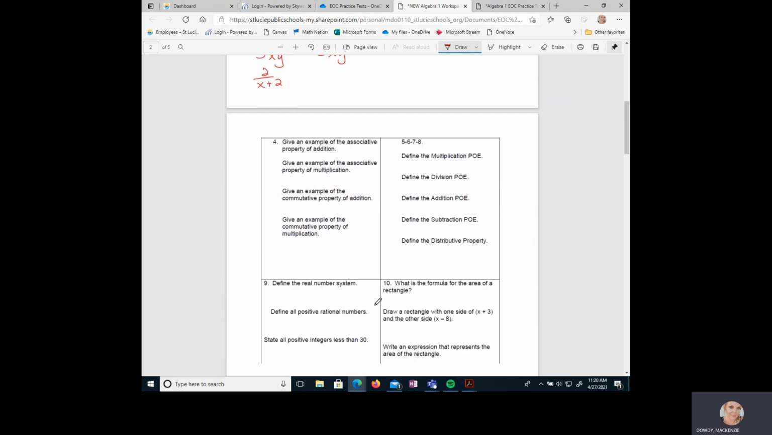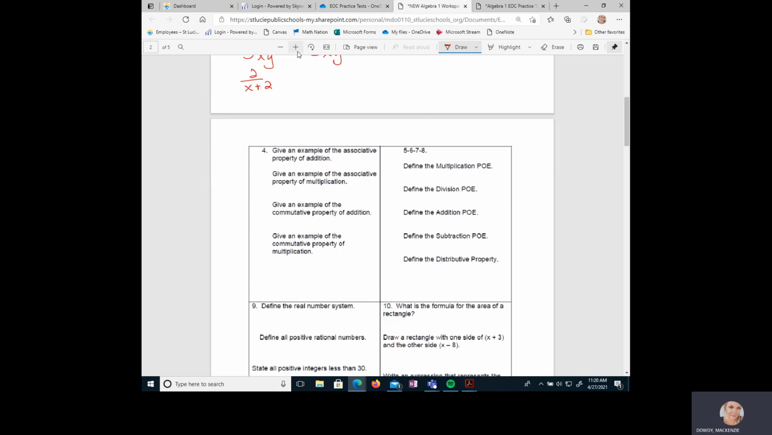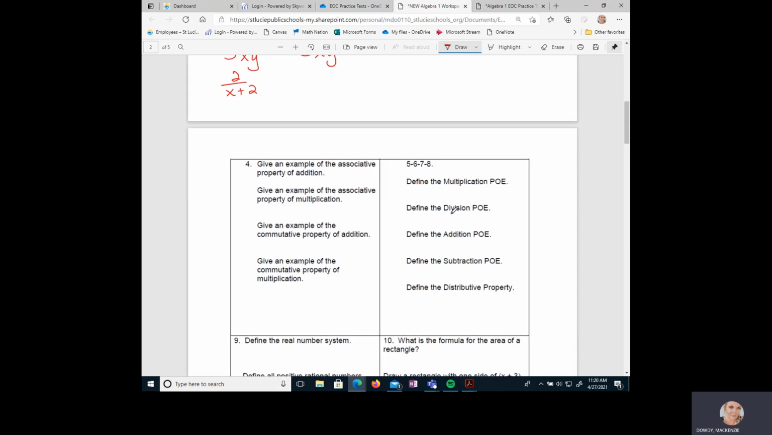Number 4. They want us to give an example of the associative property of addition. So the way that I explain the associative property is like you have a group of friends at school, a group of friends at work, a group of friends at church, a group of friends in the neighborhood, but they're not all really your friends. They're kind of like your associates, okay? So the associative property of addition has to do with groups. Groups of associates.